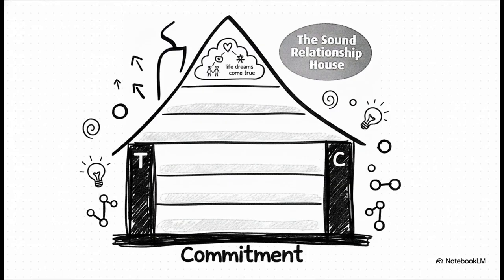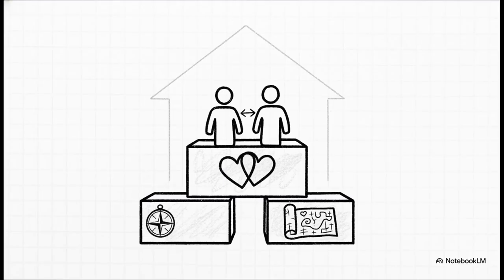Just like a real house, it has weight-bearing walls, which are trust and commitment, and multiple floors that you have to build from the ground up to reach the very top where you make life dreams come true. You can't just start at the roof. So the absolutely critical takeaway from Chapter 15 is that before you can manage conflict, you have got to master the bottom 3 floors. This is your friendship foundation.